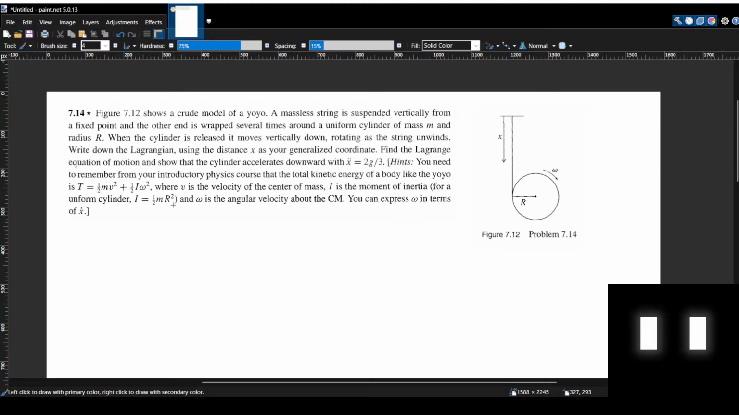So figure 7.12 shows a crude model of a yo-yo. A massless string is suspended vertically from a fixed point, and the other end is wrapped several times around a uniform cylinder of mass m and radius r. Alright, so this guy has mass m.